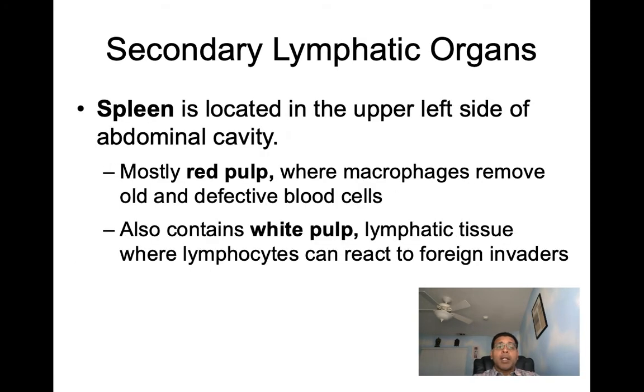So first, let's check out our spleen. The spleen is located in the upper left side of the abdominal cavity, behind the stomach. It is divided into red pulp and white pulp, mostly red pulp. Red pulp is the region where macrophages remove old and defective blood cells. The spleen also contains white pulp. This is lymphatic tissue where lymphocytes can react to foreign invaders.